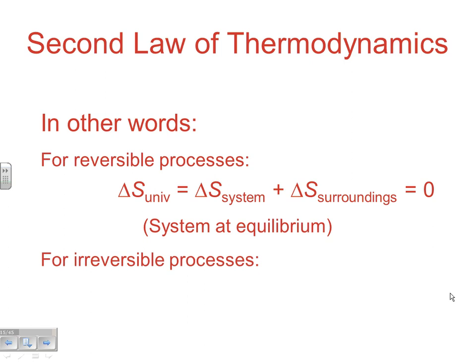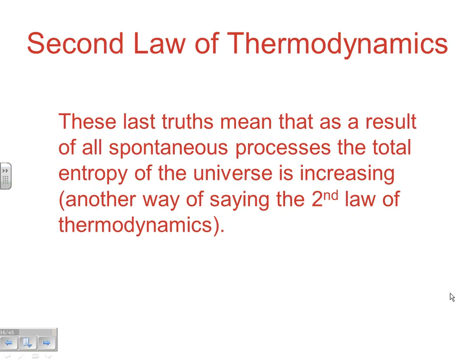But if it's an irreversible process, the change in entropy is always going to be greater than 0, which means another way of expressing the second law of thermodynamics is that the result of all spontaneous processes is that the total entropy of the universe is always increasing. So this is really another way of saying the second law of thermodynamics, which is to say the entropy of the universe is increasing. So for irreversible reactions, the entropy will be increasing. For reversible reactions, the entropy change would be 0. So overall, when you look at all the different reactions that occur, there's going to be net increases in the entropy of the universe.